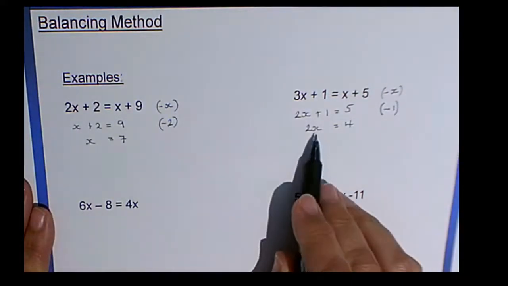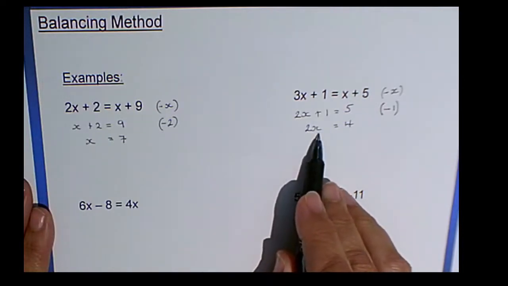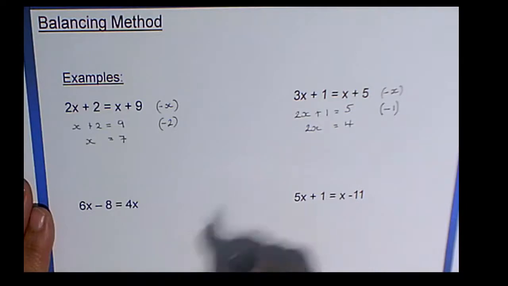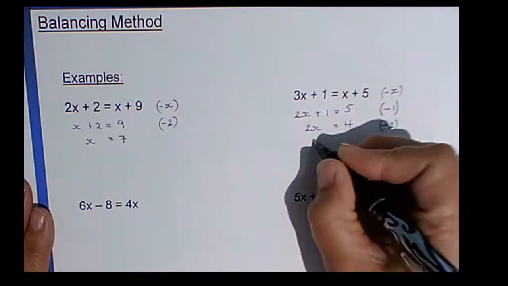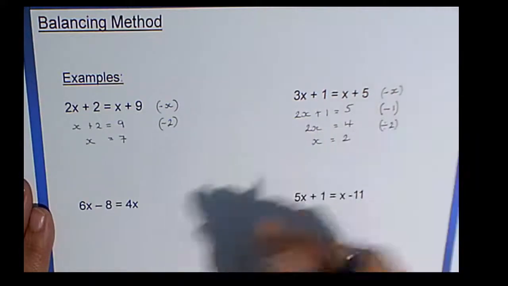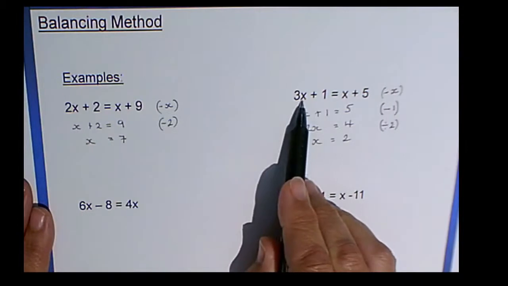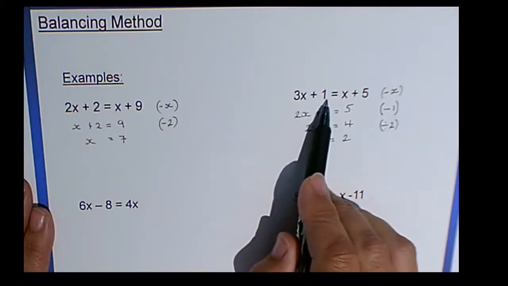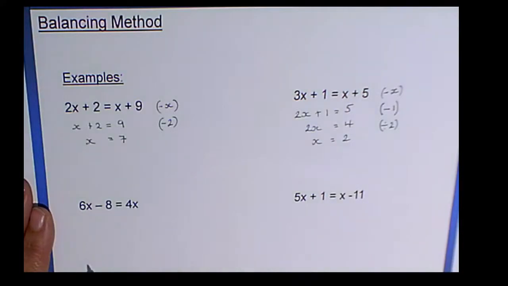And finally, again, I just want letters this side, so we need to get rid of this 2. This is 2 times x, so the inverse is to divide by 2. So we divide each side by 2. x equals 2. Check your solution. 3 times 2 is 6, plus 1 is 7. 2 plus 5 is also 7, so that one's correct.